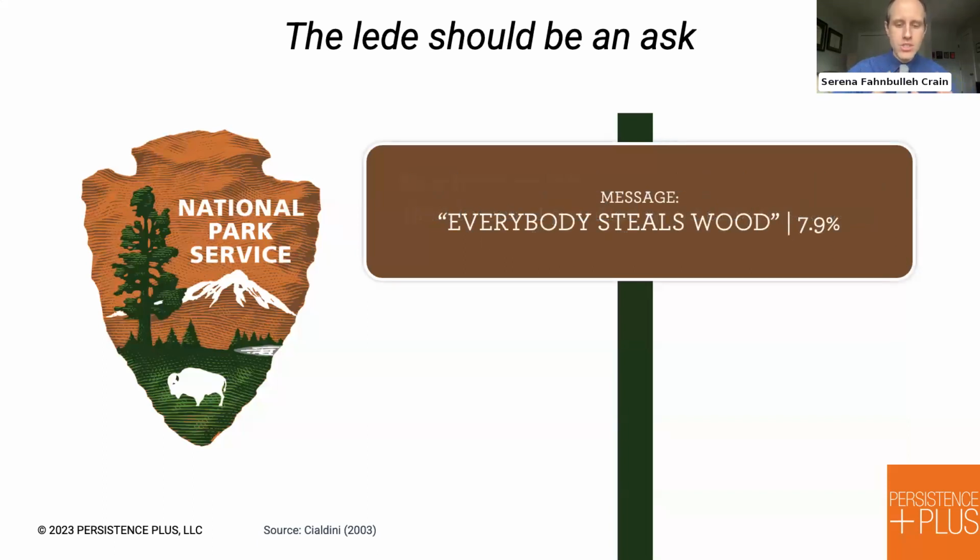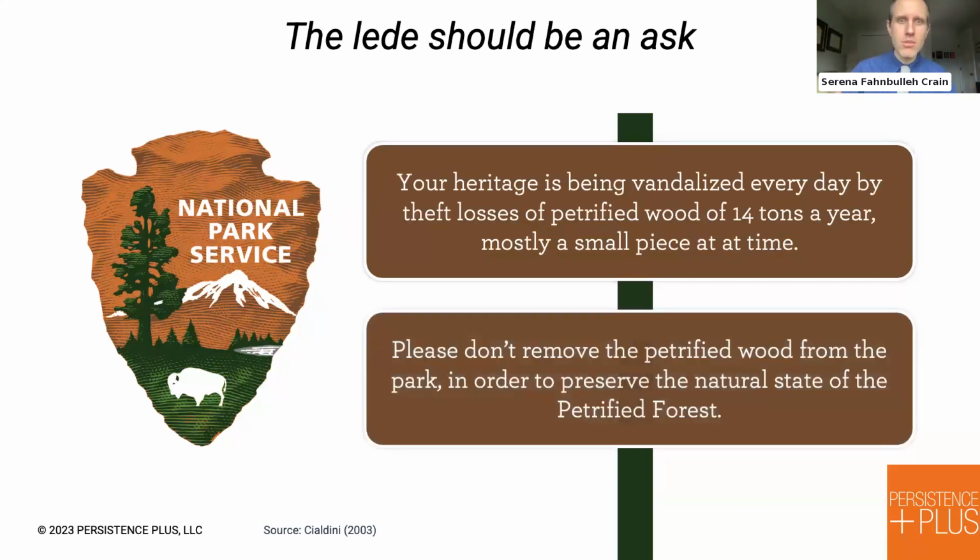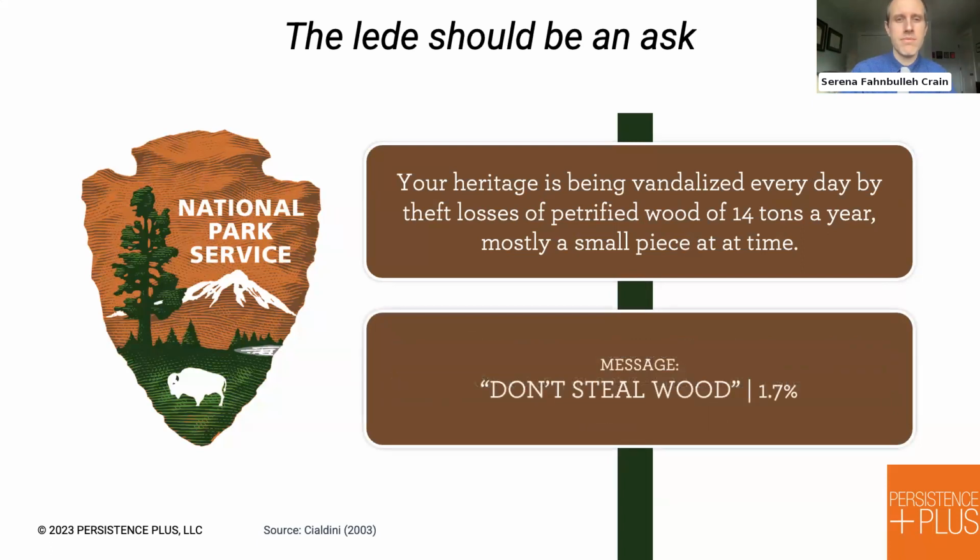And so they tracked petrified wood in the forest for 2 weeks and found about 8% of it was stolen. Then they took down those signs and put up new signs that just said, please don't remove the wood from the park in order to preserve the natural state of the petrified forest. Clearly telling people what you want them to do: don't steal. And now rates of wood theft fell to under 2%.